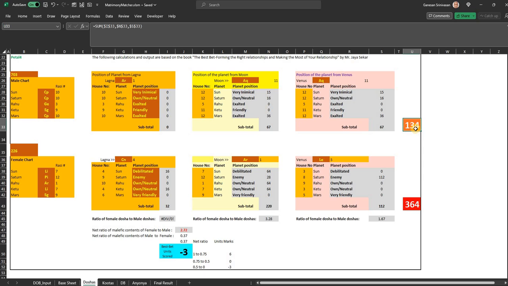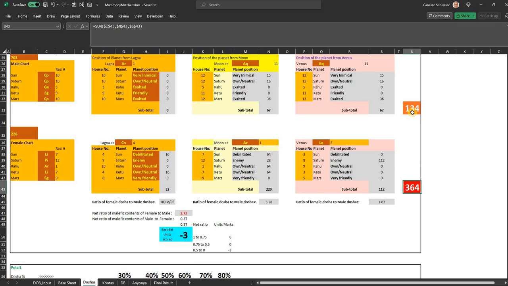You just read what is the total dosha for the boy and what is the total dosha for the girl. And the ratio: if the ratio is between 1 and 0.75, you get a full 6 marks. If it is 0.75 to 0.5, you get only a 0, and below 0.5, it is -3. So in this case, the girl's dosha is far more compared to the boy's, and they get a -3 for this.